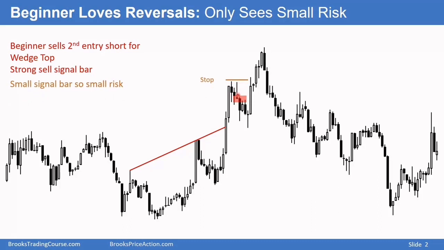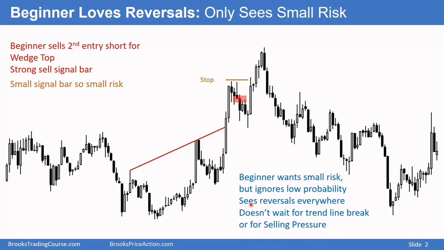The sell signal bar, it's not very big, so if a trader sells below its low, he gets filled right here, and his stop is right there, so the risk is small. However, whenever your risk is small, the probability of making money is usually small, which means the probability of losing money is high. The beginners, they see reversals everywhere. They're constantly seeing wedge tops in strong bull trends, ignoring the strength of the trend and the low probability of the reversal. The beginner is so eager to sell that he does not wait for a trend line break.